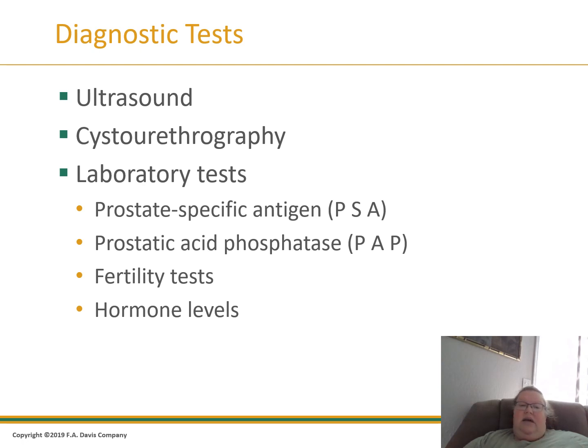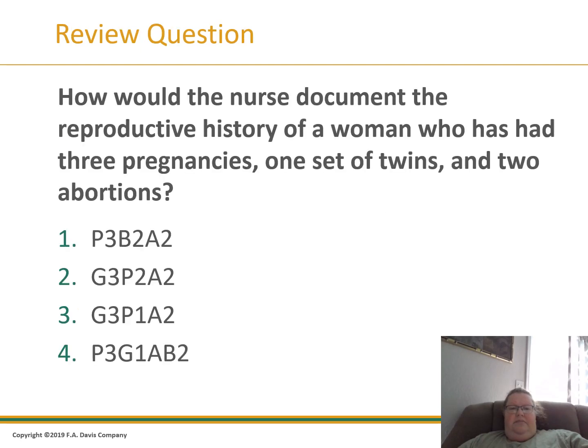The diagnostic tests are ultrasound, cystoscopy, and the lab tests like a prostatic specific antigen or a PSA, and a prostatic acid phosphatase, and fertility tests and hormone levels may also be tested.